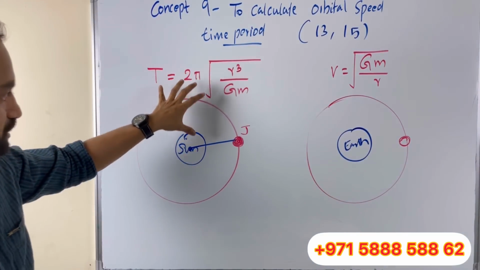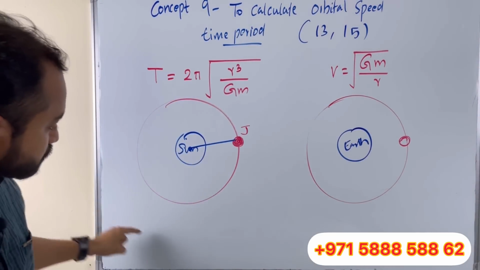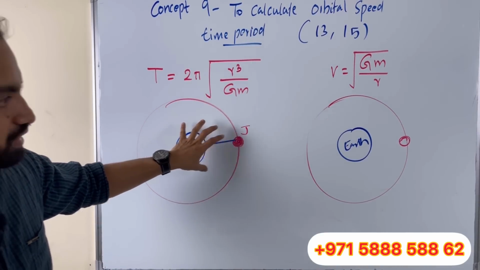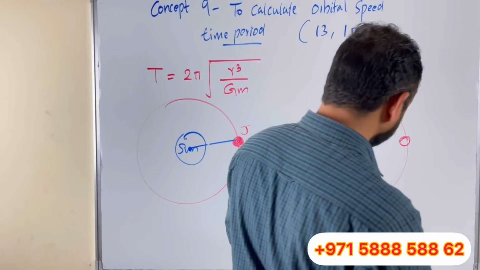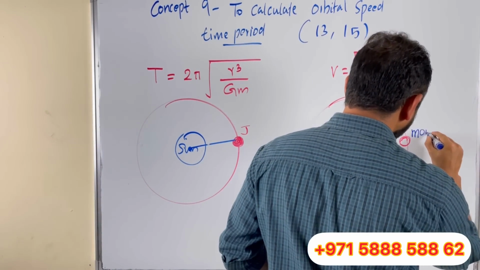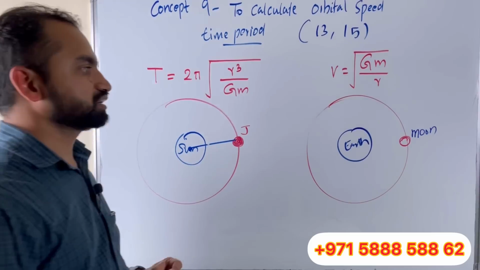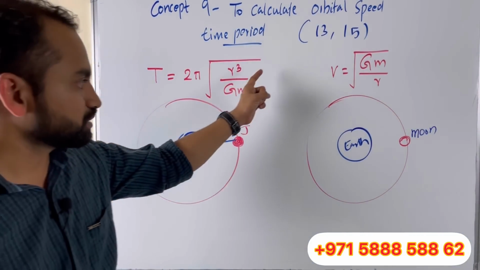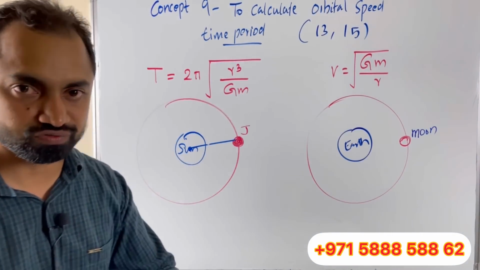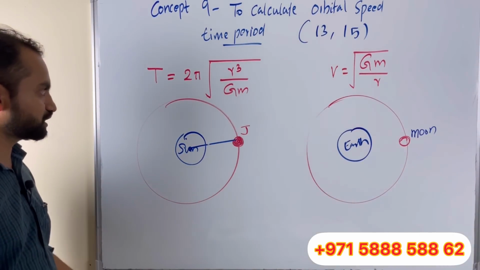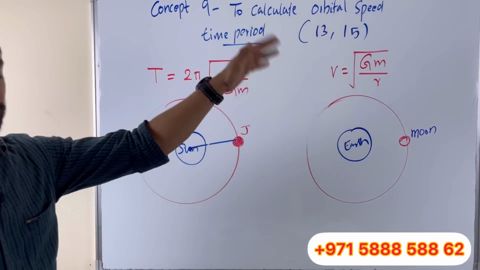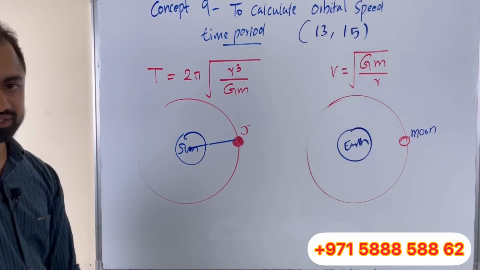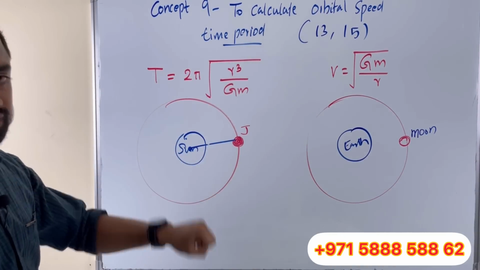And if you are calculating the orbital speed of the planet Jupiter, then m is the mass of the Sun. If you are calculating the time period and orbital speed of a satellite, m is the mass of Earth or mass of the planet. And if you are calculating the time period or orbital speed of a planet, then m is the mass of the Sun.